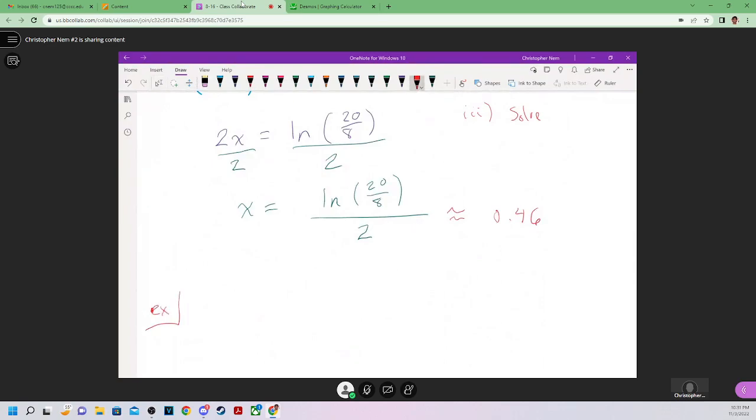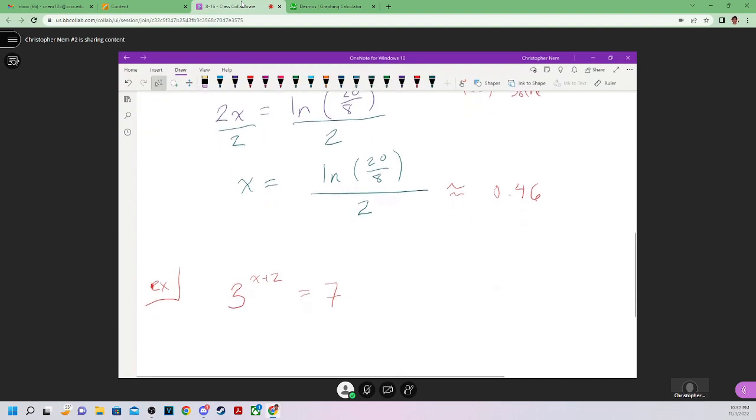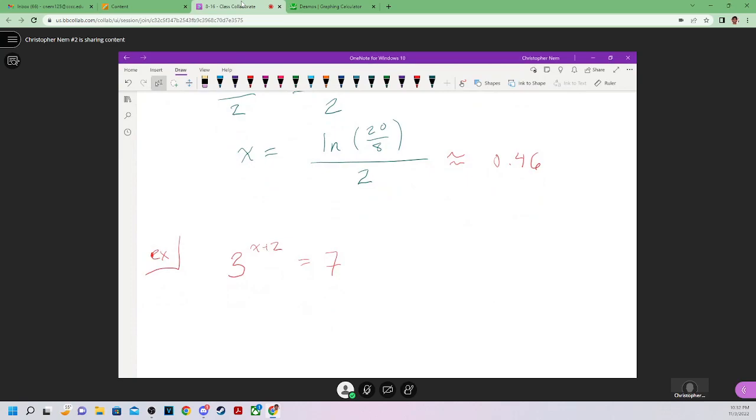What if instead I gave you something like, and this is going to be a lot of me just throwing examples, so you guys have a lot of practice and everything: 3 raised to the x plus 2 equals 7. All right, so I encourage you just to pause and think about how we're actually going to approach this.